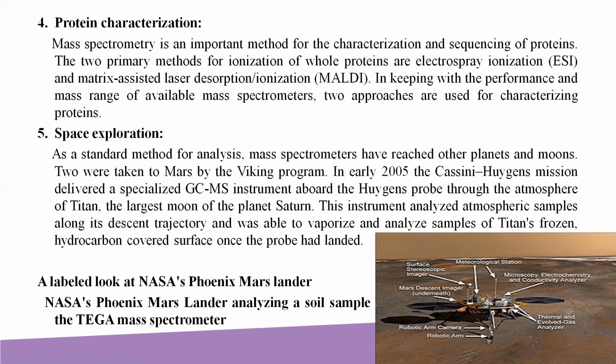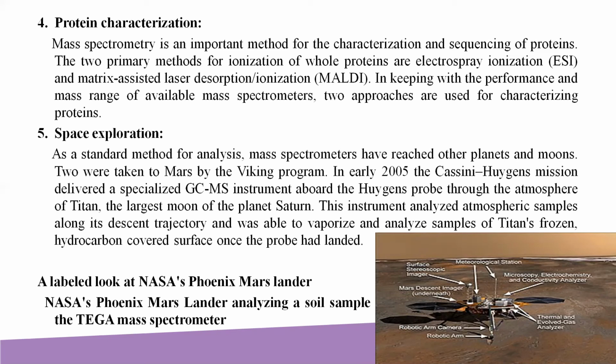Next is space exploration. As a standard method for analysis, mass spectrometers have reached other planets and moons. Two were taken to Mars by the Viking program. In early 2005, the Cassini-Huygens mission delivered a specialized GCMS instrument aboard the Huygens probe through the atmosphere of Titan, the largest moon of the planet Saturn. This instrument analyzed atmospheric samples along its descent trajectory and was able to vaporize and analyze a sample of Titan's frozen hydrocarbon covered surface once the probe had landed.